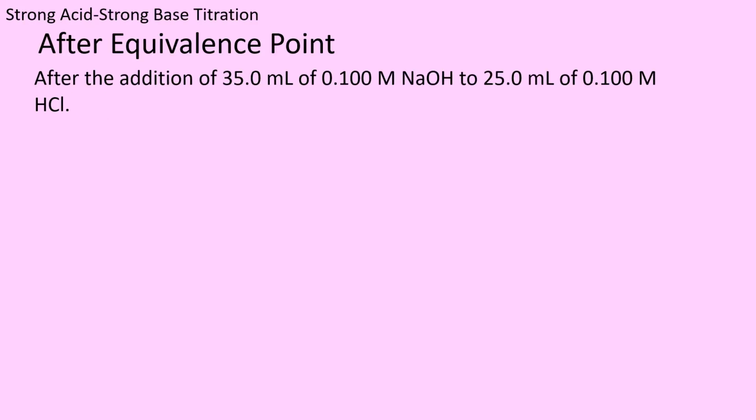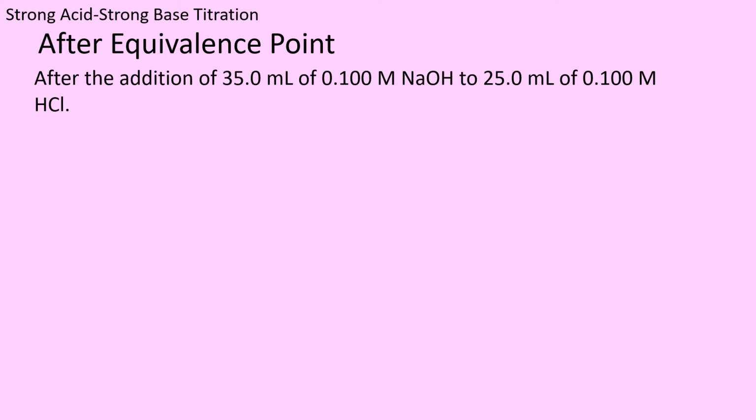Now, what about after the equivalence point? What will be the pH? Suppose you have added 35 mL, and the total volume of the solution is now 60 mL. So the total amount of titrant that has been added into the solution is 35 mL of 0.1 molar NaOH.